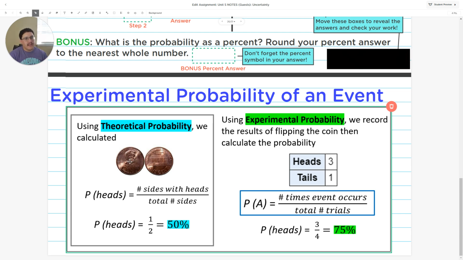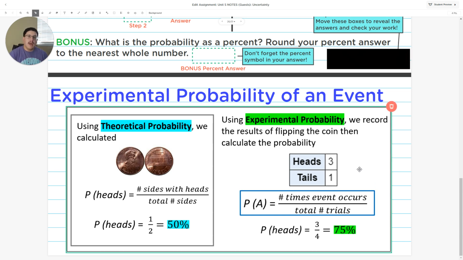So, when we flip a coin and we choose heads, 1 out of every 2 tries we should get heads, meaning 50% of the time or half the time we should land on heads. However, let's say we perform the experiment and we recorded every single performance. Using experimental probability, we record the results of flipping the coin, then calculate the probability.